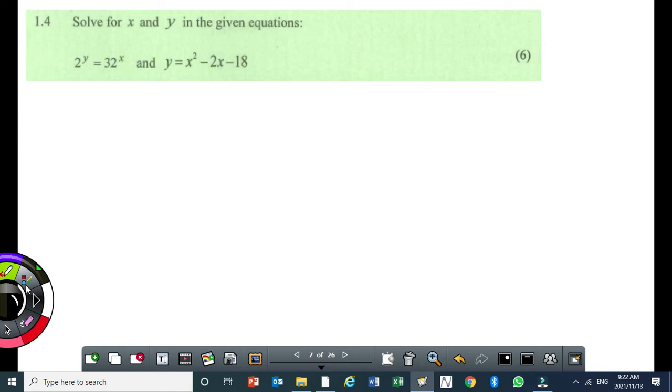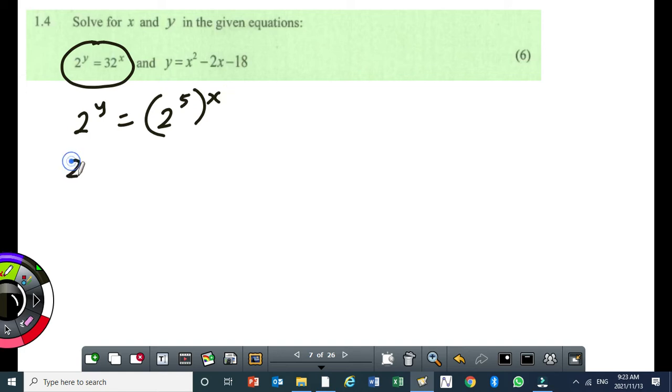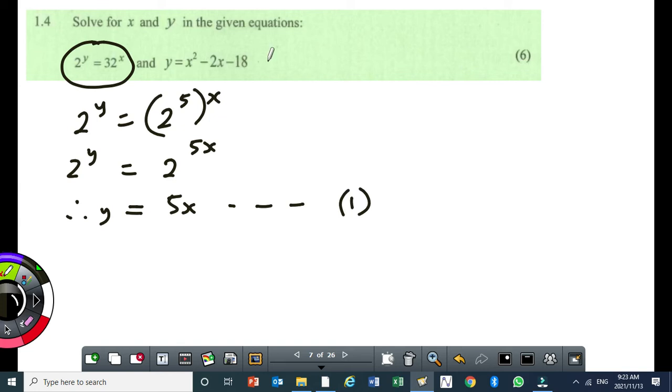Like in this case, you have an exponential equation. This is an exponential equation. So I have to create a linear equation from that exponential before I start solving for x and y. Okay, so my first step will say 2 to the power of y is equal to 2 to the power of 5x. Since my bases are now the same, I can say therefore y is equal to 5x.